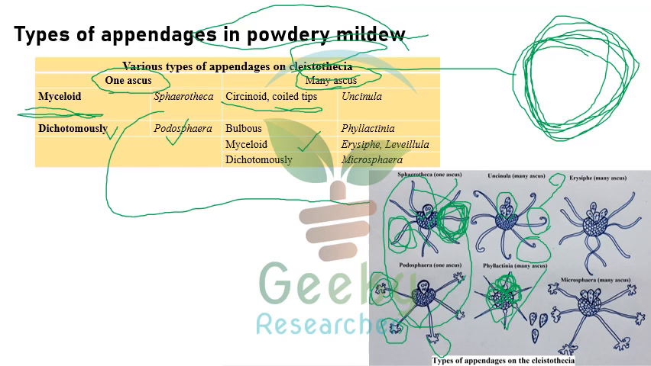And the next one is mycelioid appendages. Single ascus with mycelioid means Sphaerotheca. Many asci with mycelioid are produced by Erysiphe and Leveillula. You can see many asci with mycelioid. Next, dichotomously branched. Single ascus with dichotomously branched means Podosphaera. Many asci with dichotomously branched is Microsphaera. So we can definitely expect a few questions like this.